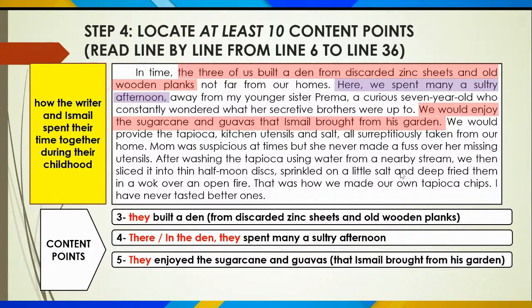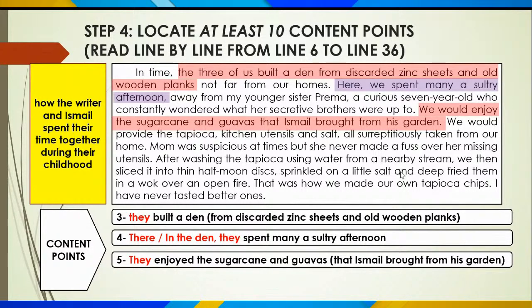We continue reading first. "Mom was suspicious at times, but she never made a fuss over her missing utensils." Mom curiga, tapi dia tak pernah kecoh tentang alat dia yang hilang. We are not interested in mom. We are interested in how the writer and Ismail only, how these two people spend their time together. So this part we have to throw away.